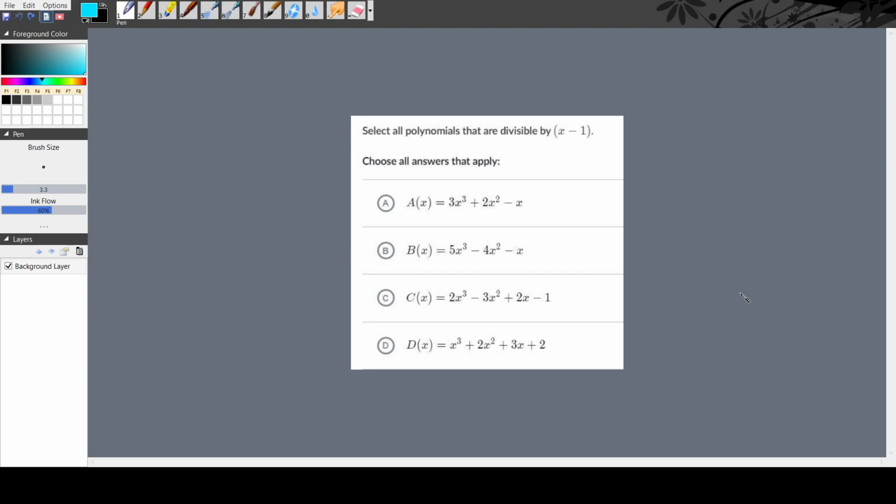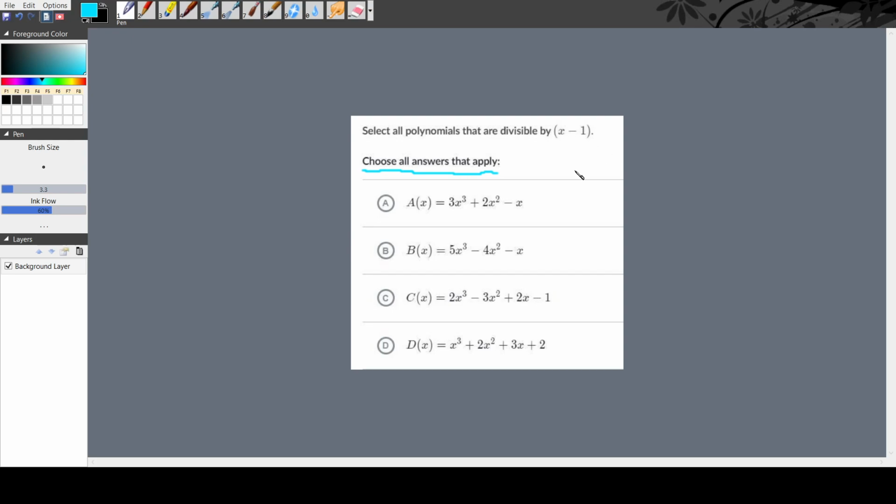So today I will be showing you how to do this question. The question is: select all polynomials that are divisible by x minus 1. We have been given a list of 4 functions and we have to choose all answers that are divisible by x minus 1. So what does it mean for a polynomial to be divisible by another binomial?